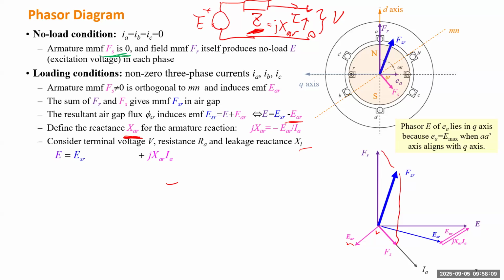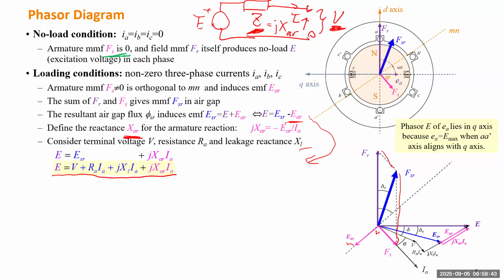Okay, so first we rewrite this equation, and we replace the negative armature winding induced voltage by the voltage drop by some reactance. Next we also add the voltage drop on the resistance and on the leakage reactance, and V here is the final voltage connected to the system. So this is the equation we are looking for, okay?